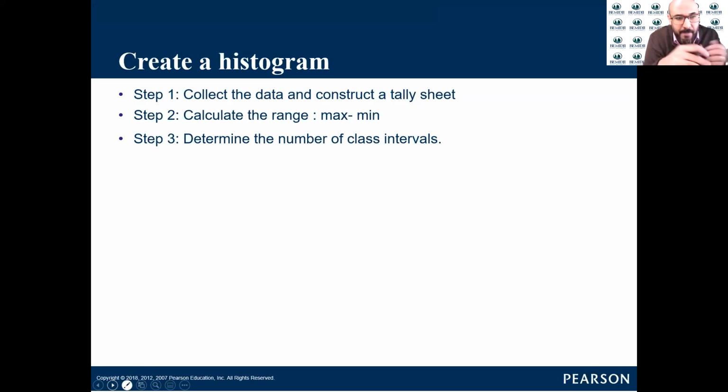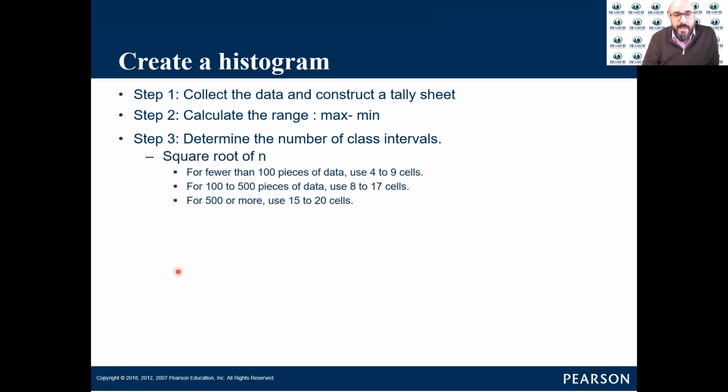And then the second step would be to calculate the range, and the range can be found by calculating the maximum minus the minimum, and then determine the number of class intervals. We need to find out how many intervals we have. As you see, these groups we call intervals, so we need to find out how many groups we're making here.